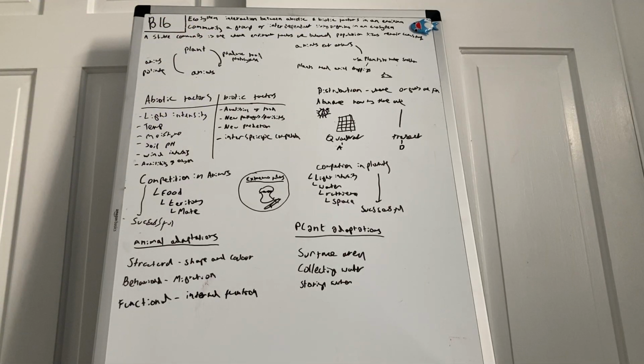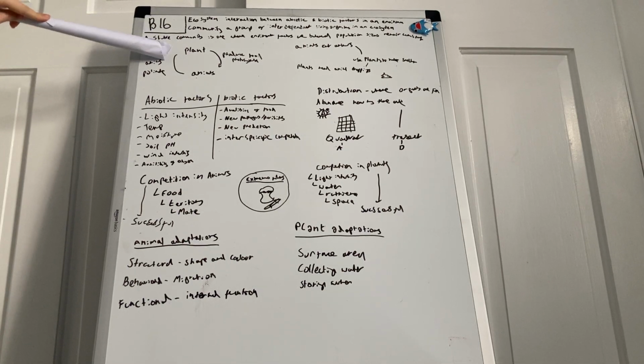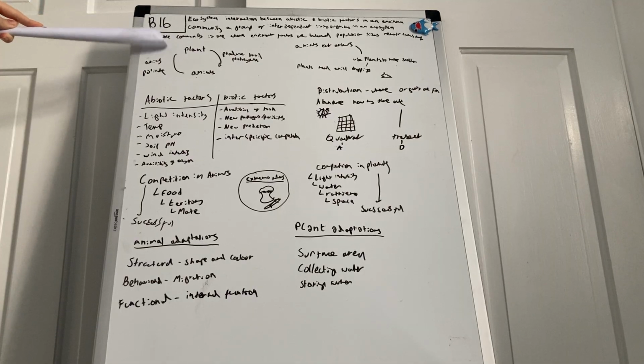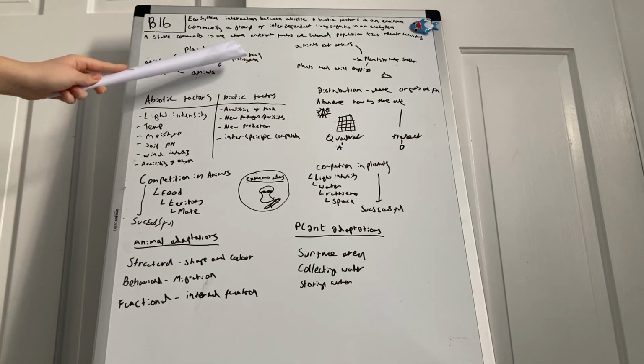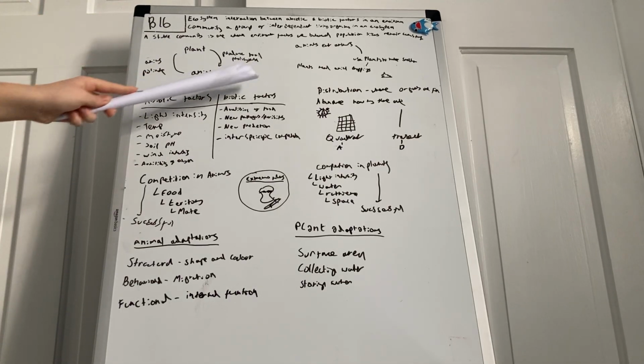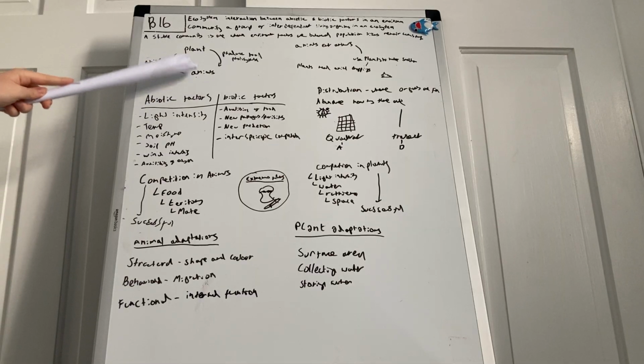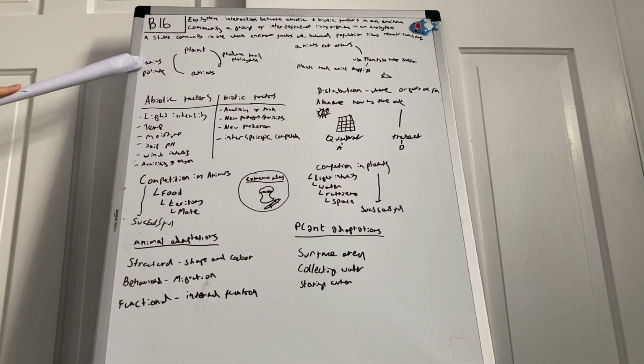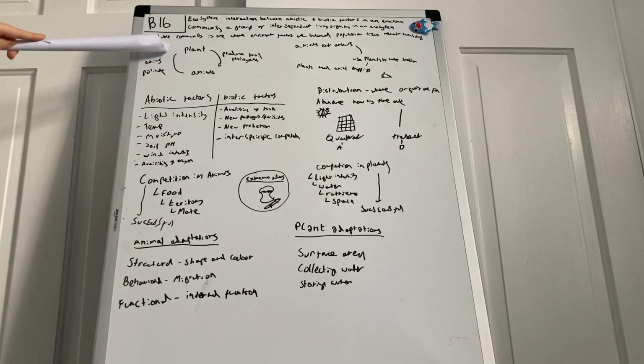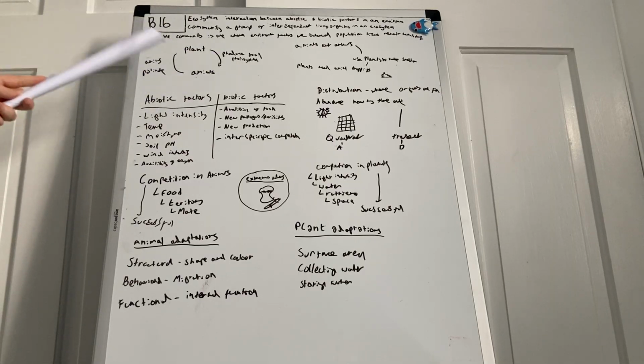So now we have a little flow chart. The plants produce food by photosynthesis. The animals come along and they eat the food, and therefore the animals pollinate the plants. And this is a little cycle. You have to know that, right?